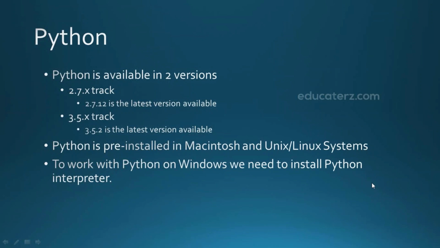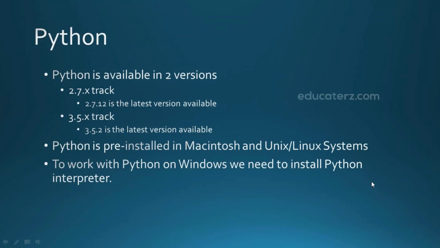In Python, there are two versions available. One is Python 2 and the other is Python 3. In the Python 2 track, 2.7 is a stable version, and continuous patches are released for this track. 2.7.12 is the latest release available for the Python 2 track. Coming to the Python 3 track, from 3.4 onwards it's a stable version of Python, and Python 3.5.2 is the latest version available.